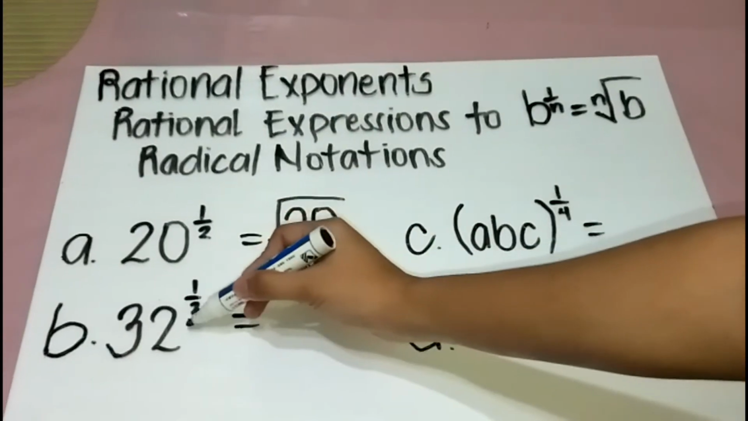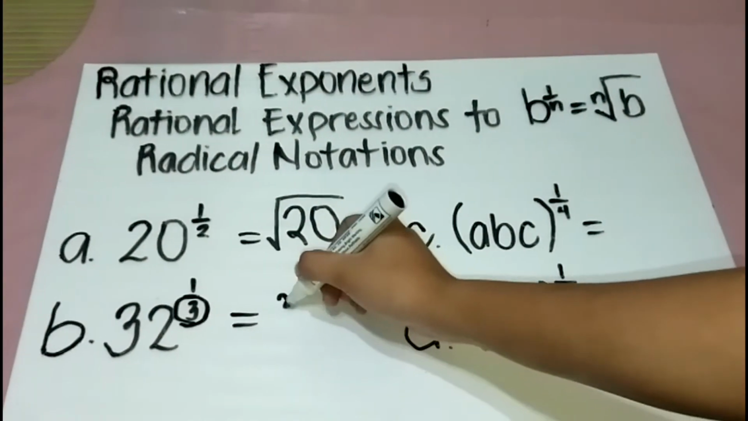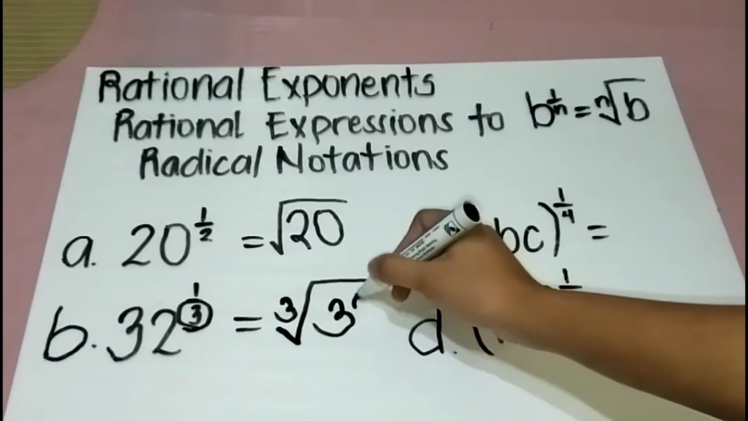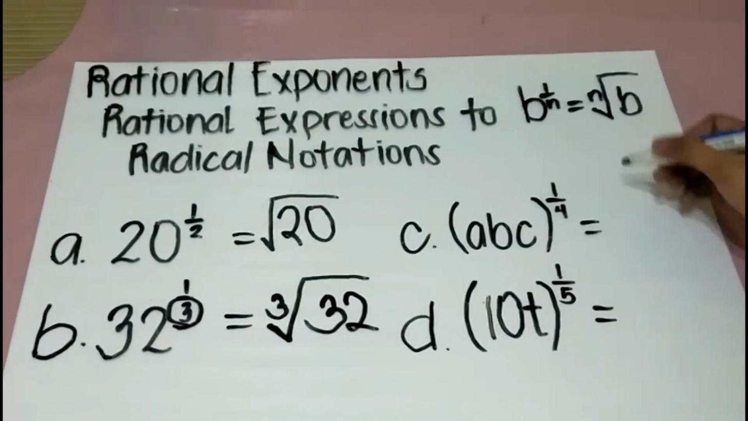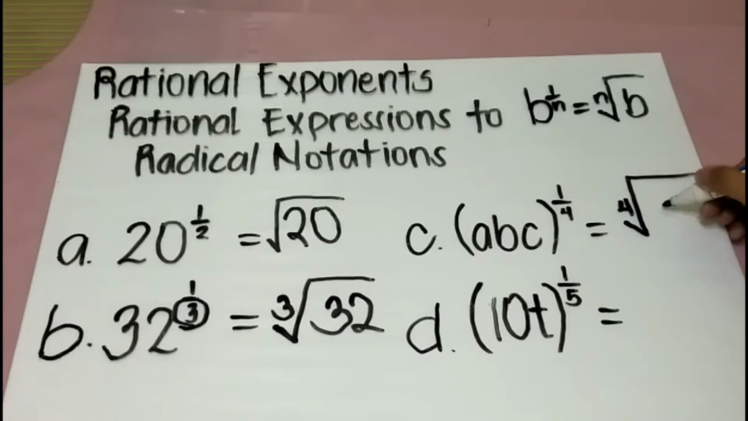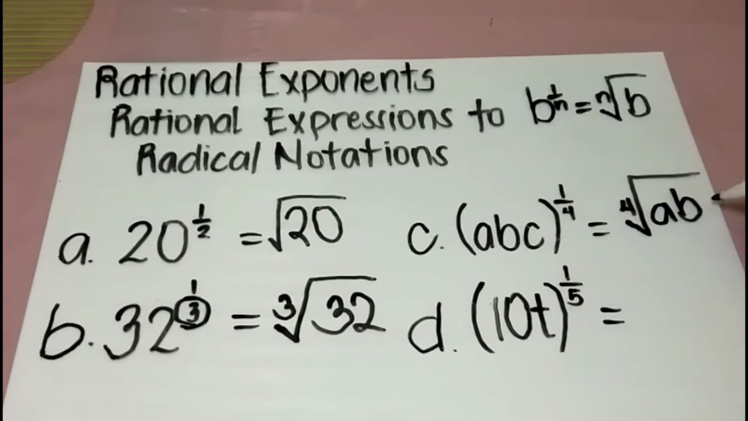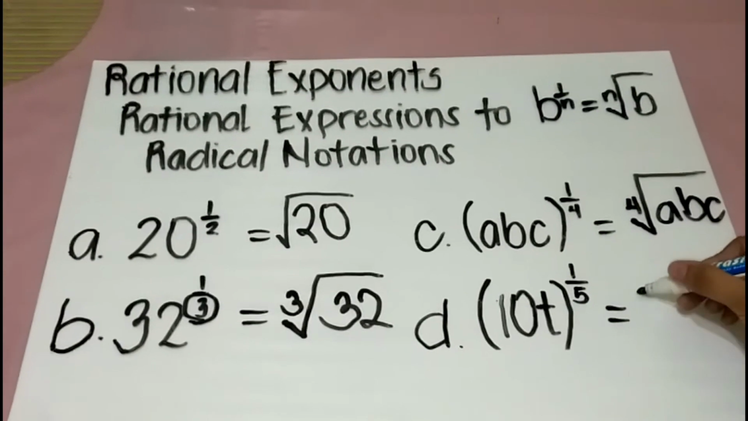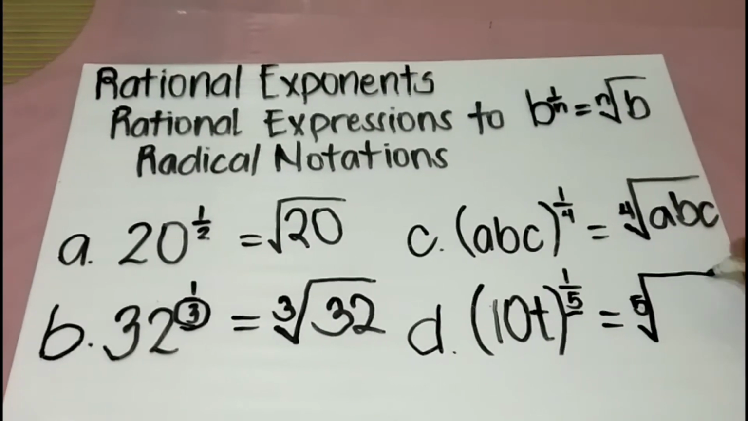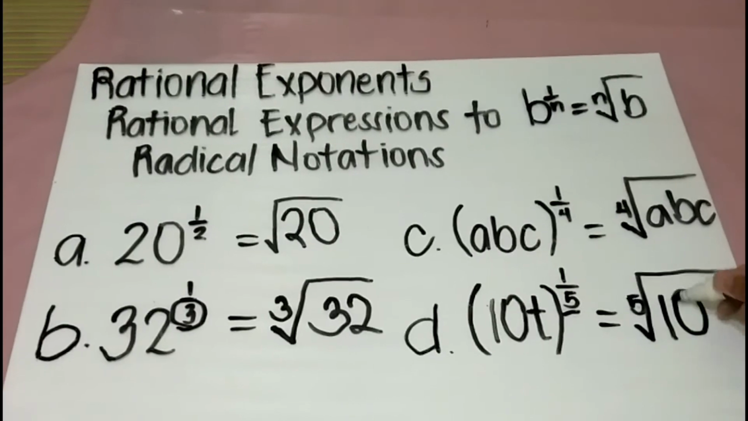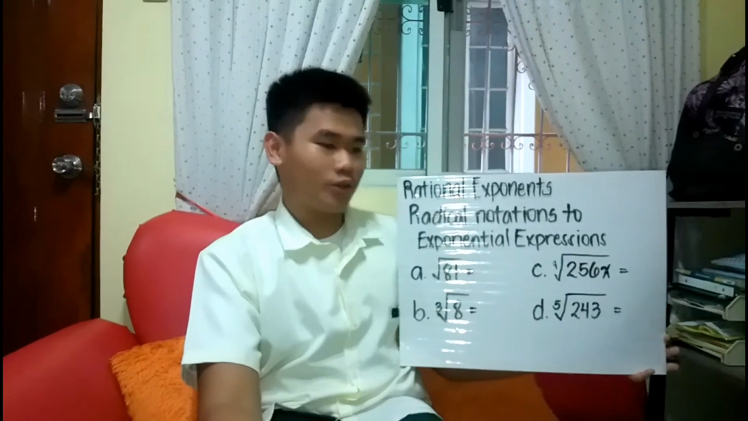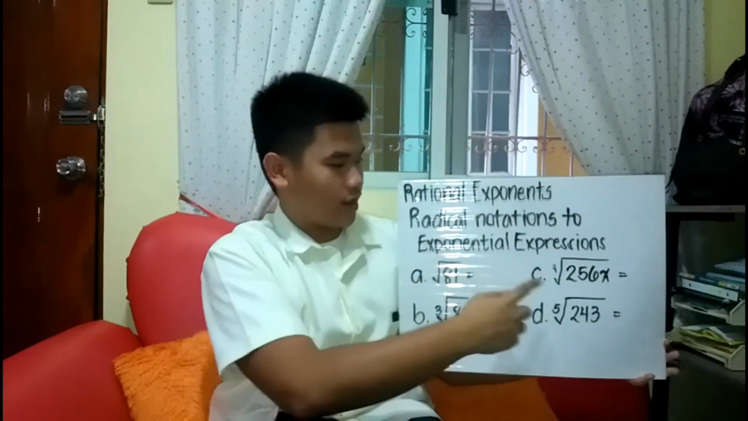The next one, we should put 32 as the base and 3 as the index. Then, we should put the radical sign. The same goes with a, b, and c raised to 1 over 4, where we put 4 as the index. Also, in 10t raised to 1 over 5, we will put the 5 as the index and 10t inside the radical sign. Now let's move on to changing radical notation to exponential expressions.